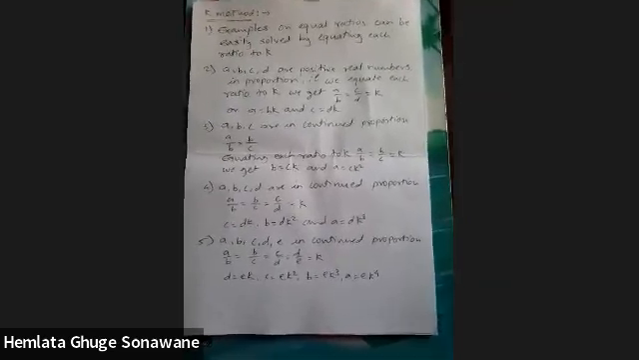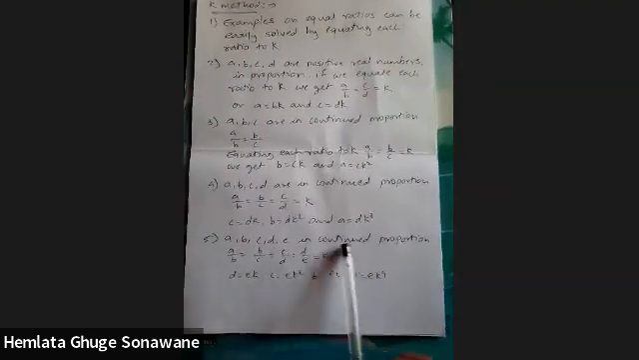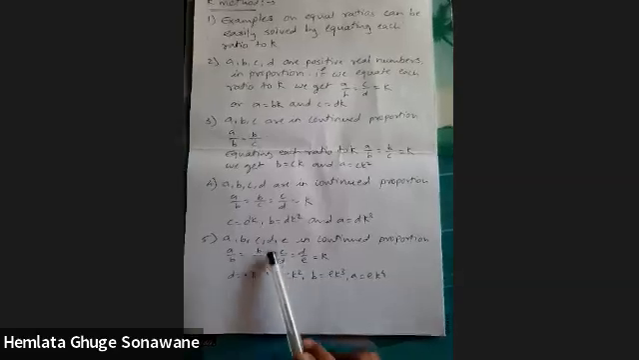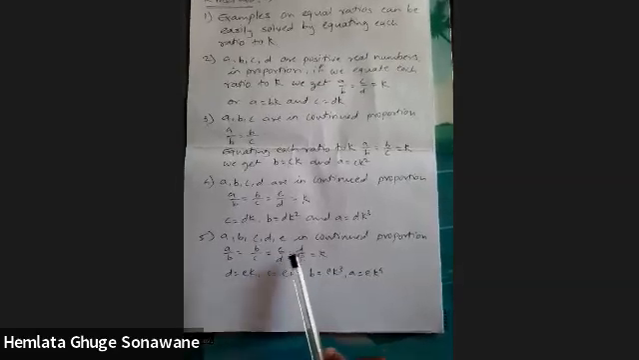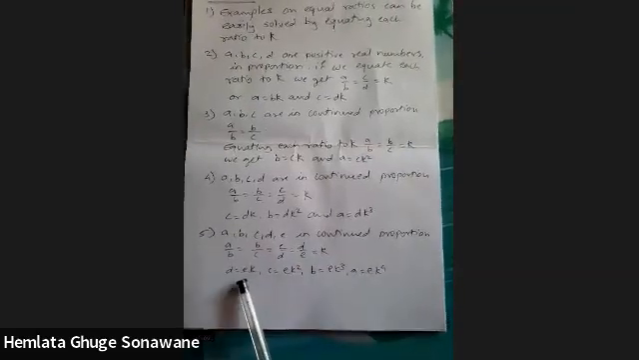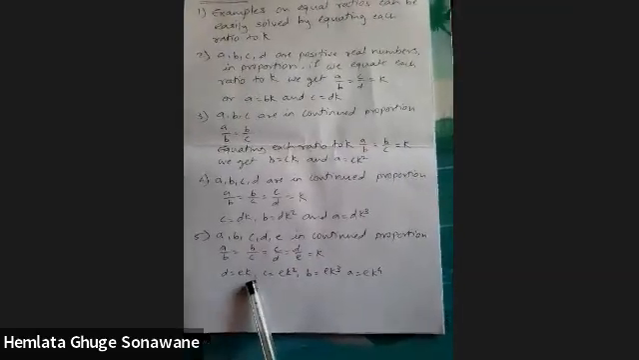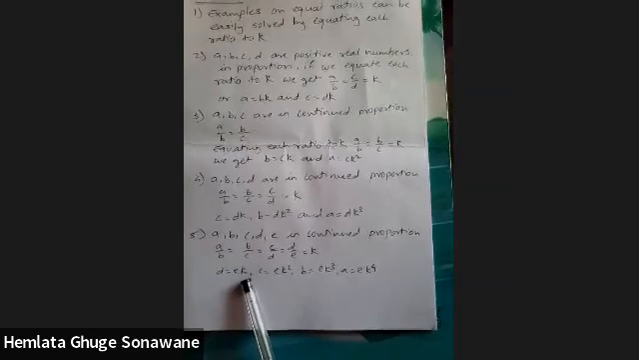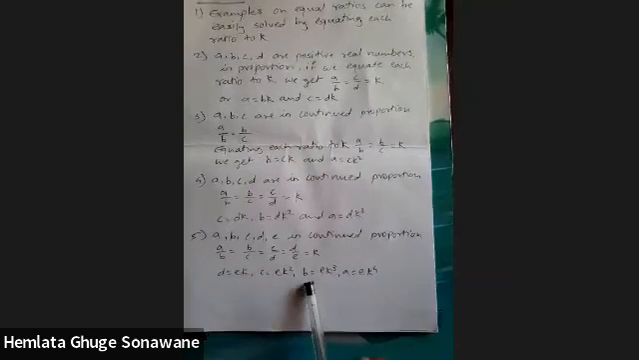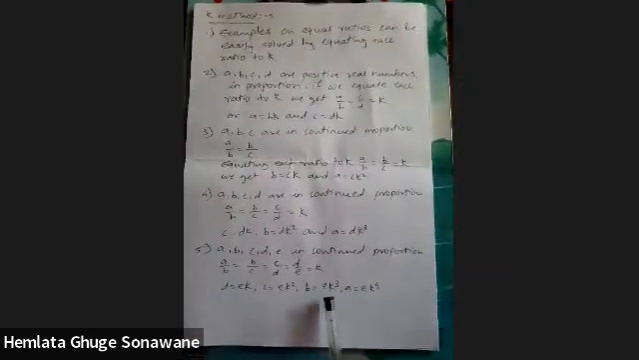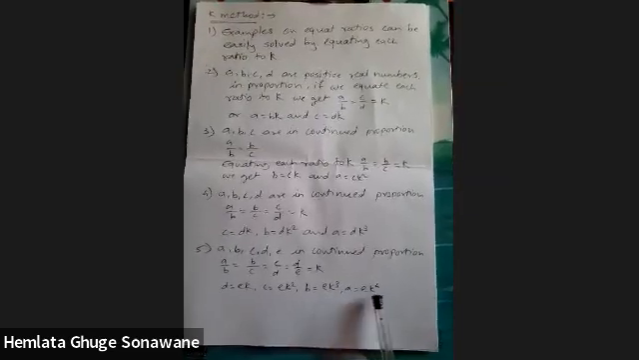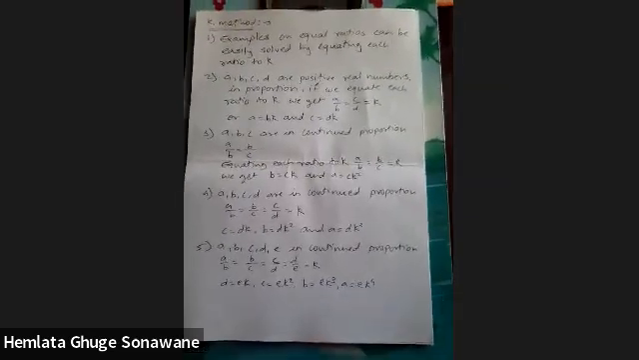Next property, A, B, C, D, E are in continuous proportion. A upon B is equal to B upon C is equal to C upon D is equal to D upon E is equal to K. Then we'll get D is equal to E into K, C is equal to E into K square, B is equal to E into K cube, and A is equal to E into K raised to 4.